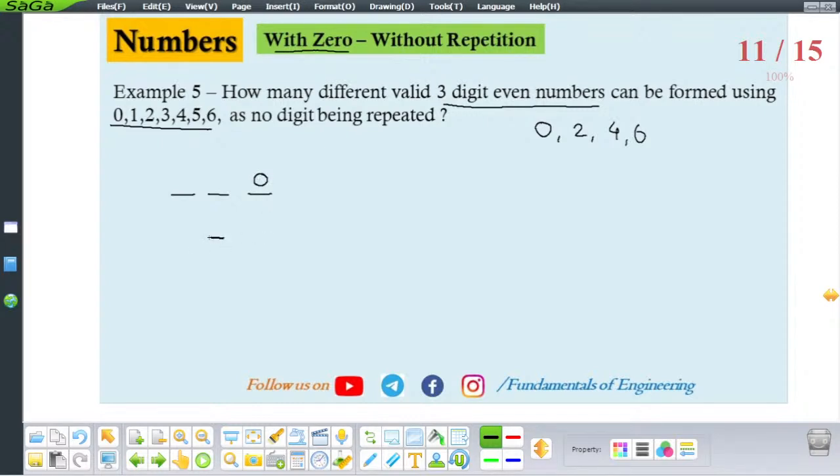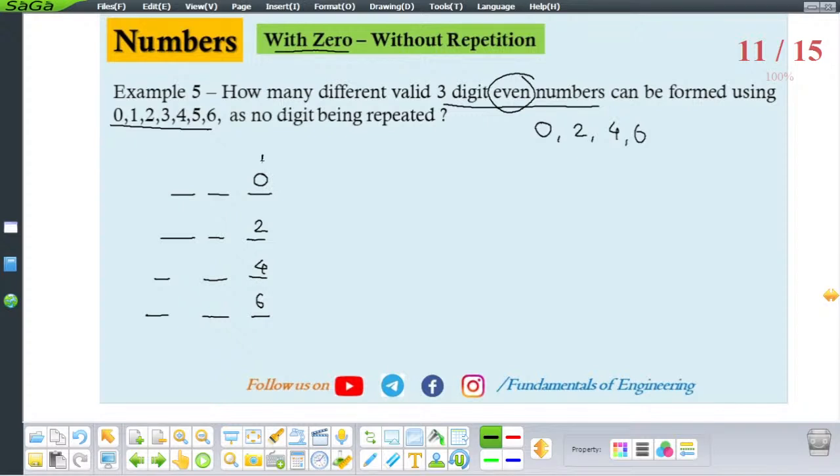Then there is a possibility that at the unit digit you will be getting 2, then 4, and then 6 as a unit digit. We have to get the even numbers. Even numbers means the digit at the unit place should be 0, 2, 4 or 6.